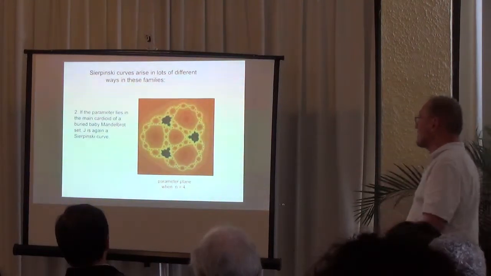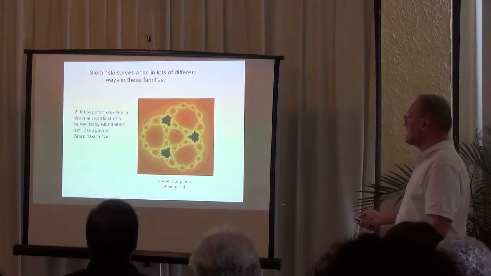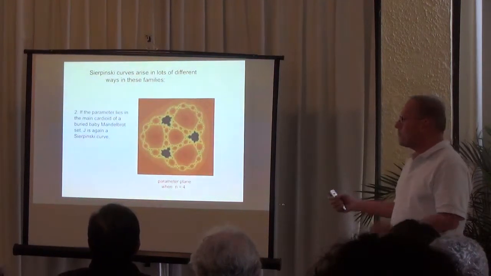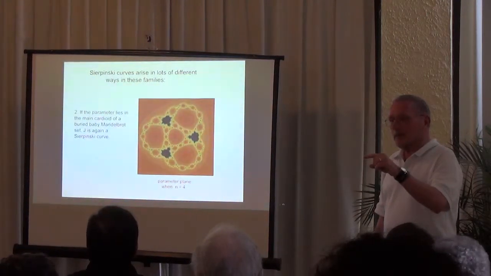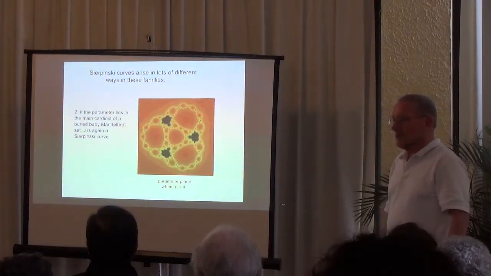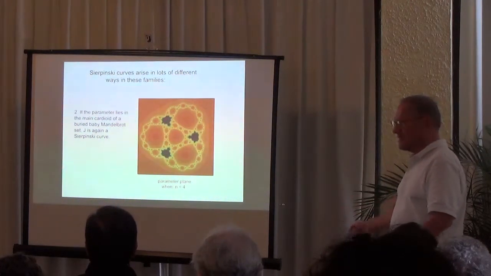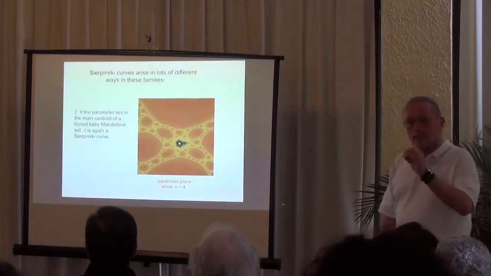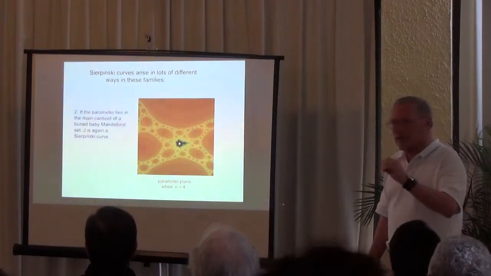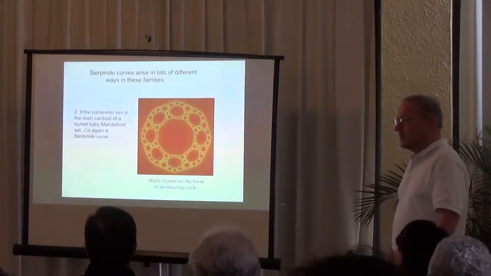Okay. And then just quickly, there are all sorts of other ways that these Sierpinski curve Julia sets arise. For example, if you take a buried Mandelbrot set in this picture, and choose a parameter from the main cardioid, that Julia set is a Sierpinski curve. Now you see some big Mandelbrot sets, they're not buried because they touch the outside, but if you zoom in on that region there, you see a little buried baby Mandelbrot set. Choose a parameter from its main cardioid, and the Julia set is a Sierpinski curve.